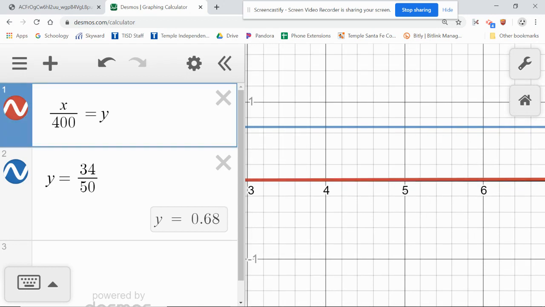Or to see if they are actually equal, you would see if they end up being on top of each other in this case. You can also just do cross multiplication, and that would work as well.